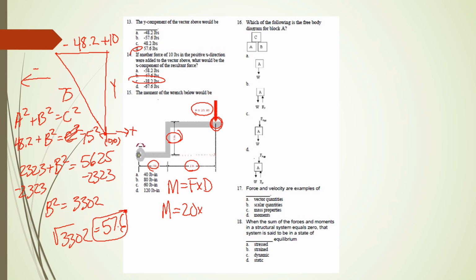The only reason this wrench is shaped like this, maybe it's a specialty wrench, maybe it needs to go around the corner or something. You don't know and you don't really care. So you got to look at this number and this number. So if this is 2 and this is 4, my distance is going to be 6. So my moment is going to be 120 foot-pounds, or pound inches. Excuse me. So D. 16, the free body diagram that is correct, is going to be option D. Force and velocity are vector quantities. And then static equilibrium is when everything is at 0.